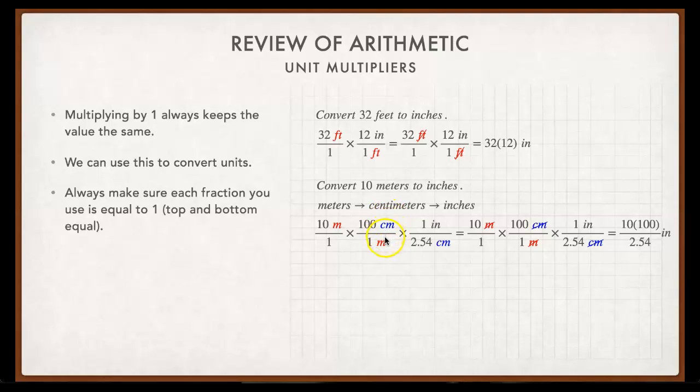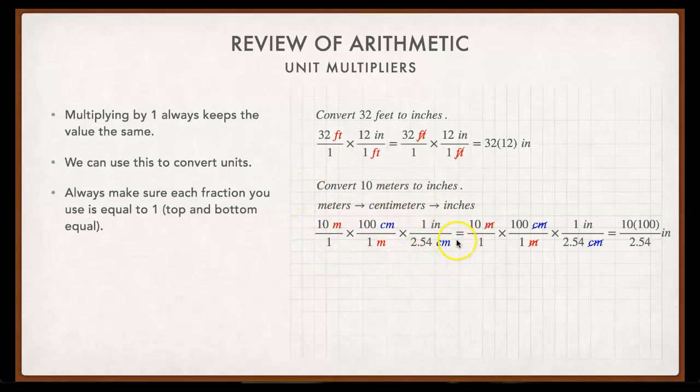Then, after we've done that, we'll need to change it from centimeters into inches. Since we're getting rid of centimeters, we put centimeters on the bottom of our new fraction. And since we're going to inches, we put inches on the top. Then we make it balanced. How many inches go to how many centimeters? 1 inch goes to 2.54 centimeters.